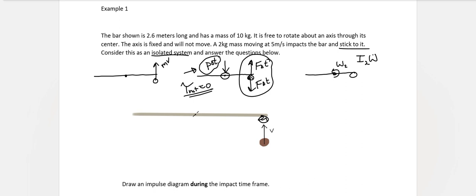Now in the second picture, we have to remember that our system is the bar and the putty. That needs to be taken into account in the moment of inertia, and I'm sure we'll be doing that a little lower in the problem. So, draw the impulse diagram during the time frame. We did that. And we drew the momentum, angular momentum before and after.